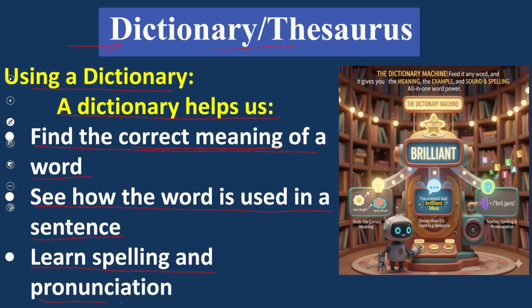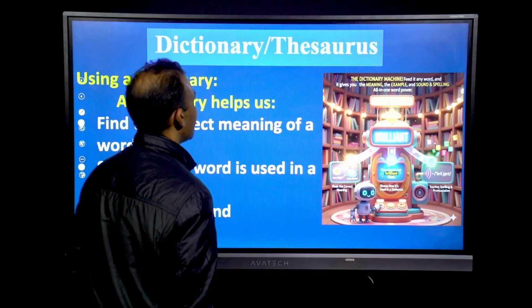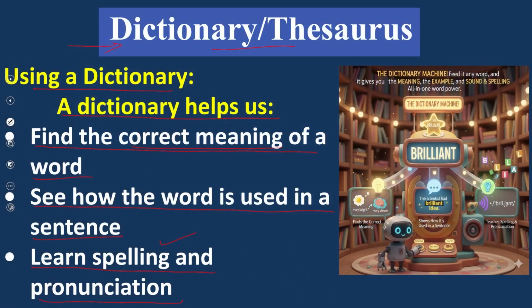Learn spelling and pronunciation. Yes, we can learn these two things from the dictionary if we are not very well aware of them. We can correct our spelling if we are confused. And if we are not using proper pronunciation, we can get help from the dictionary, because there are phonetics, and we can consult the dictionary to make our pronunciation correct. So, my dear learners, this is the purpose and importance of the dictionary, and how we use it.